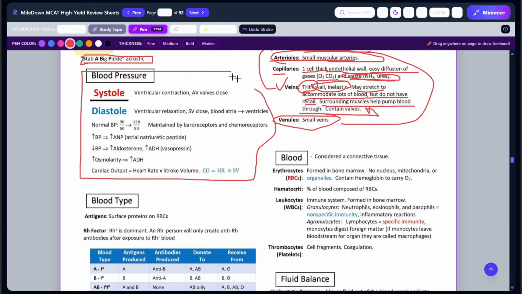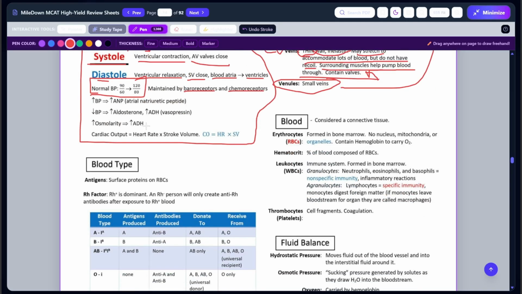And then we have blood pressure. Blood pressure is systole over diastole. So 90/60 means 90 systole, 60 diastole. Systole is ventricular contraction, AV valves are closed. Diastole is relaxation, SV closed, blood going from atria to ventricles. Your normal blood pressure is maintained by baroreceptors and chemoreceptors.